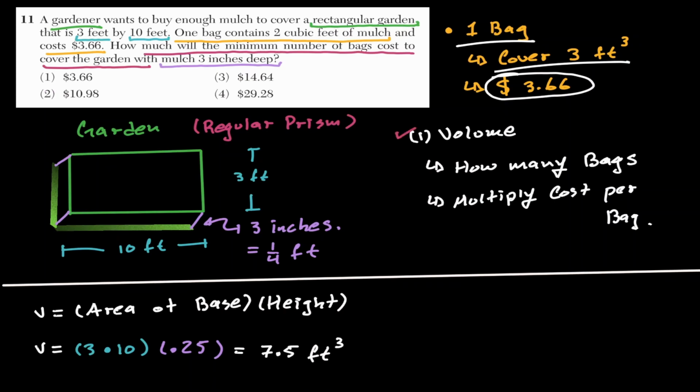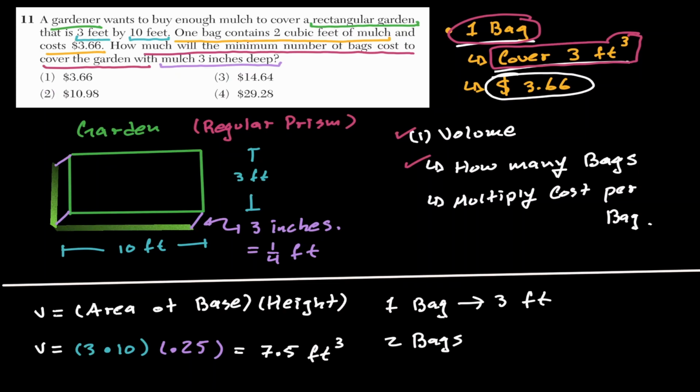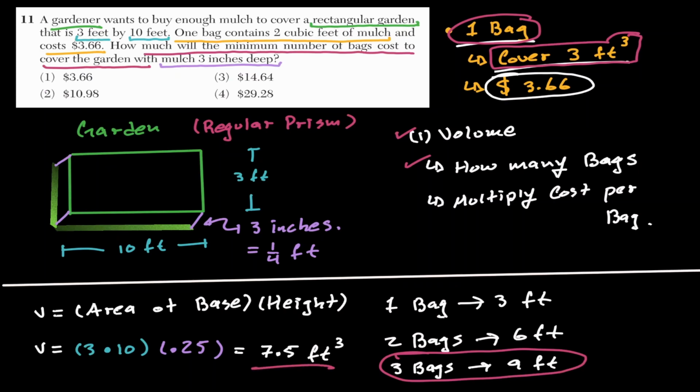But now that we know the volume, now we can think about how many bags are needed to cover this volume. Well, each bag covers 3 feet cubed. Well, if we do one bag, that is 3 feet, we need more. Well, if we do 2 bags, that's going to cover 6 feet. But notice that we still need more than 2 bags to cover 7.5. Well, with 3 bags, we will cover a total of 9 feet. And that will be sufficient to cover the 7.5 feet cubed that we need for this garden.